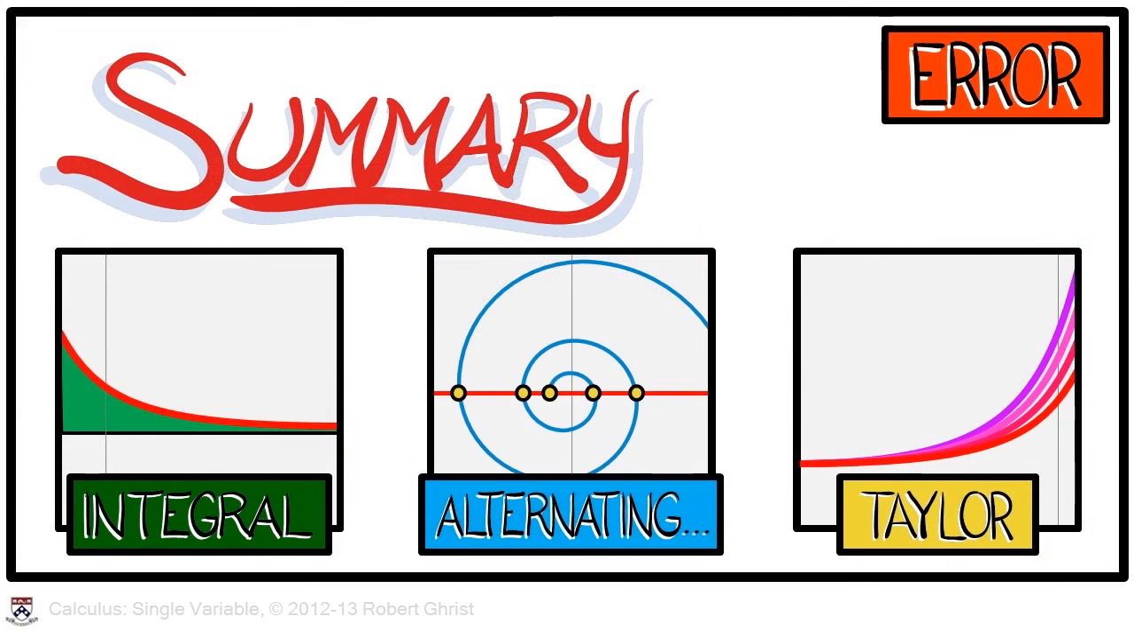In general, bounding errors is just hard. There's no getting around it. If you're fortunate enough to have an alternating series, then it's not so bad. If you've got something that works with an integral test, you're great. If not, you're either going to have to resort to the Taylor theorem or use your head.